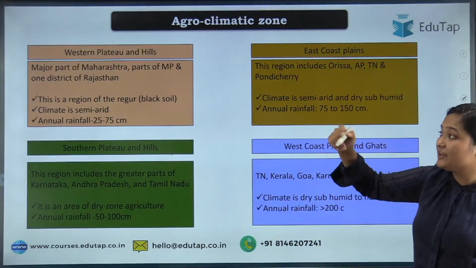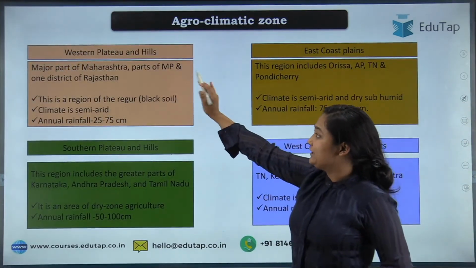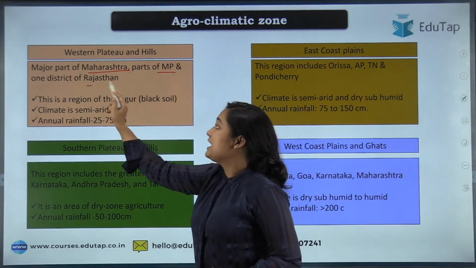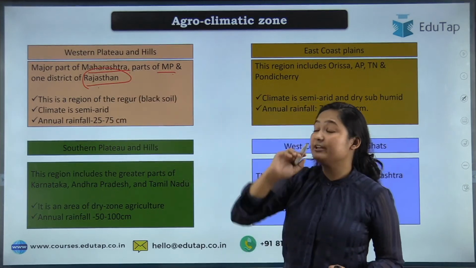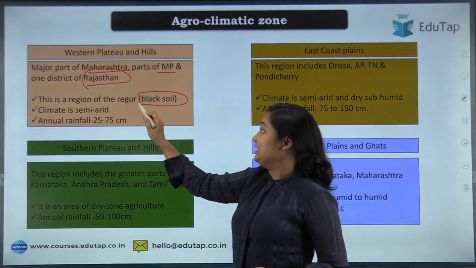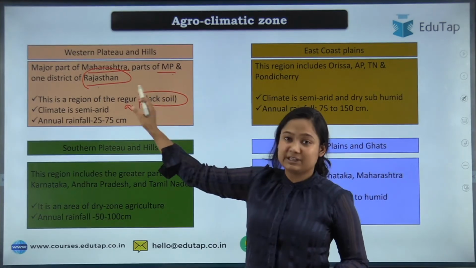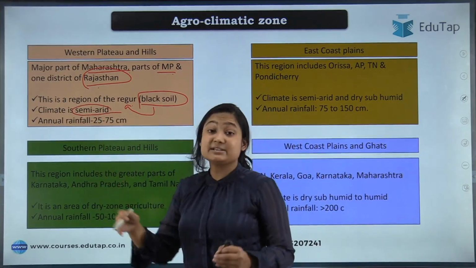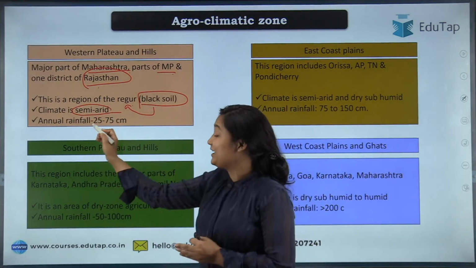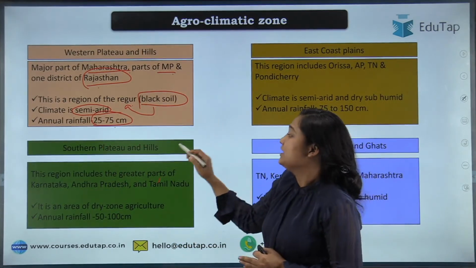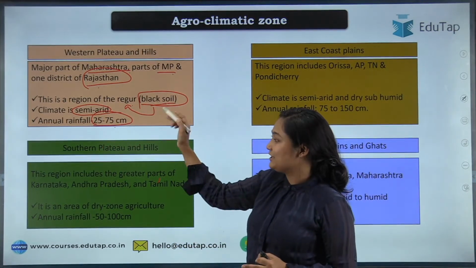Now let's move to the other zone. So the western plateau and hills is the other zone, and the major part of Maharashtra, Madhya Pradesh and one district of Rajasthan is covered under the western plateau and hills condition. What kind of soil is there? See, black soil, or you can go with regular soil. That's the same thing. Similar soil has a different name. The climatic condition is semi-arid, and rainfall is between only 25 to 75 centimeter. So a little dry condition is there, black soil is there.